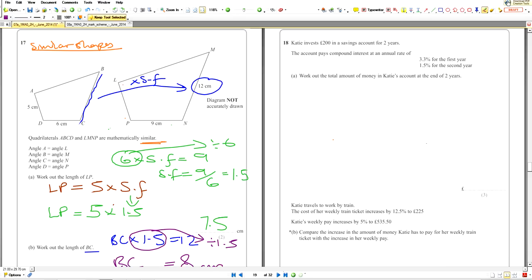Let's move it down a bit. How are you finding this paper so far?